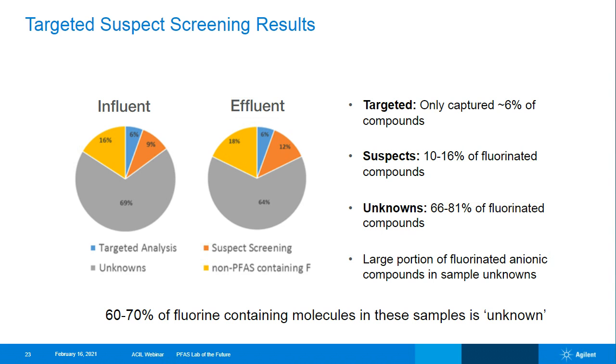They also used a library, as I mentioned, of the 150 compounds to screen these samples, and another 10 to 16% of the fluorinated compounds could be tentatively identified. But that still left anywhere between 60 and 80% of organic fluorine-containing molecules in these water samples to be unknown. And we know that a high proportion of this is probably going to be anionic PFAS-based compounds as well.